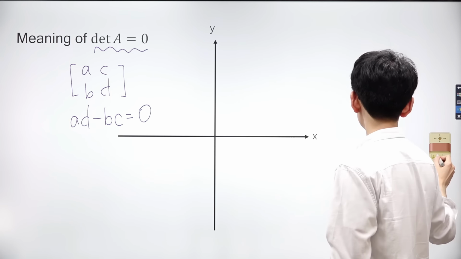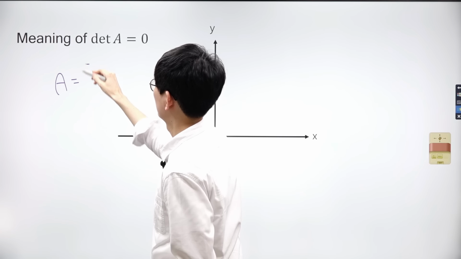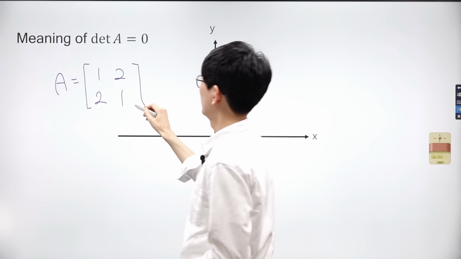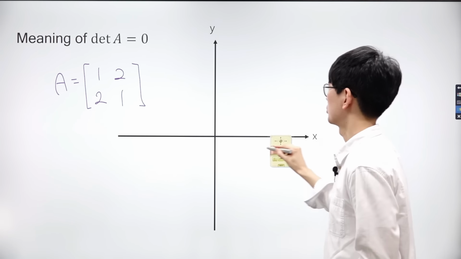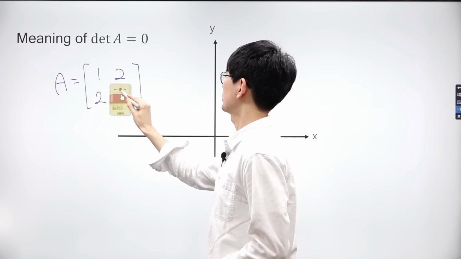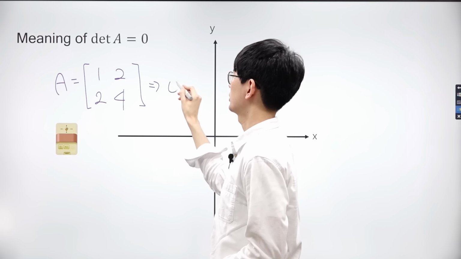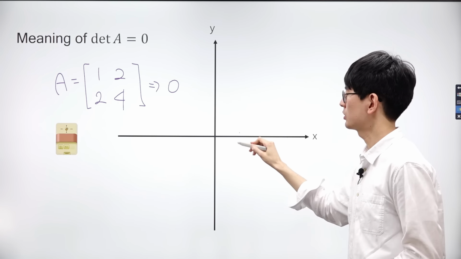Understanding the meaning of a determinant of 0 is not intuitive. Previously, we discussed a matrix A with values 1, 2, 2, and 1. We can set the determinant of matrix A to 0 by changing a value within A. Let's change the bottom right value from 1 to 4. Now the determinant of this matrix becomes 0.